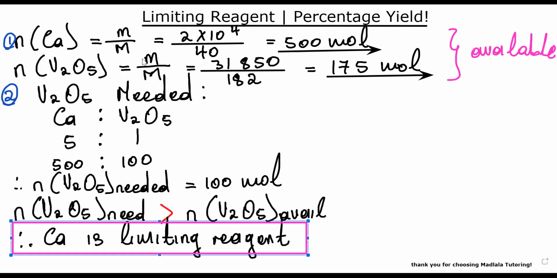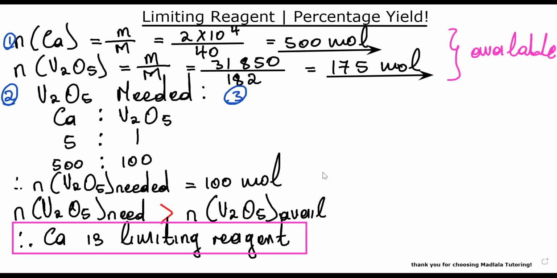So now we can use our limiting reagent in order to calculate the percentage yield, all right? But to be precise, in order to calculate the theoretical yield, which is just the mass of vanadium that we expect to form. So let's go ahead and do that one. So it's going to be step number 3.